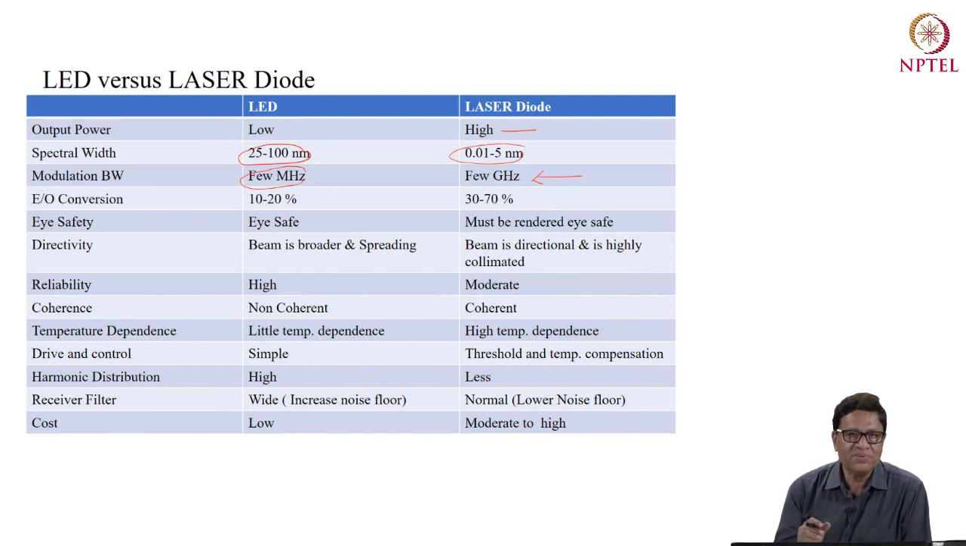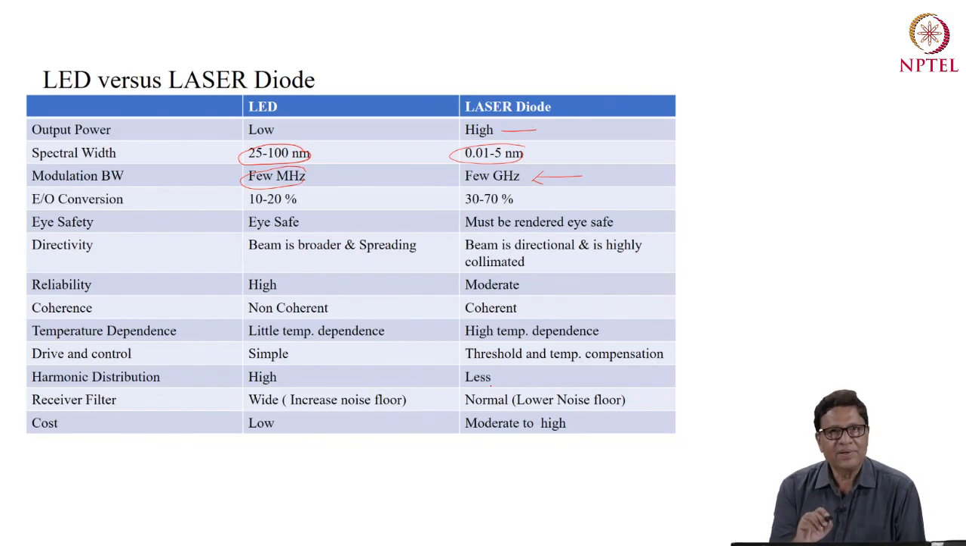Receiver filter is wide because the light is emitted in a wide direction. So the receiver which you use, if you want to collect the whole light, should be wide angle. So it will collect more noise as well. So the noise floor actually increases when you're using an LED and receiver as a pair for communication. Whereas the laser diode is highly directional. The receiver which you are going to have is also very, very narrow, so the noise collected is also less. So basically the noise floor gets reduced when you are using a laser diode. And the cost, of course, is low for an LED, and for a laser it is moderate to high.